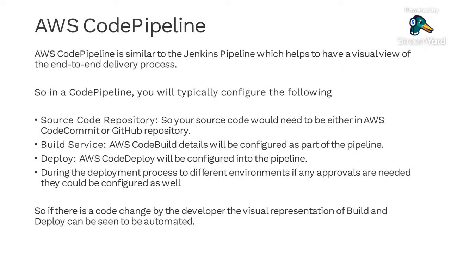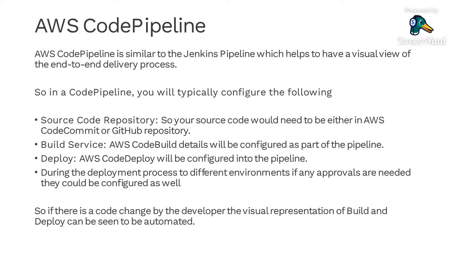In AWS CodePipeline, we typically fetch the code from the source code repository. Here the source code repository refers to AWS CodeCommit, where we have our source code repository, or we can also configure our GitHub repository there. Then for the build service, we will use AWS CodeBuild. For deployment, as we said, we will use AWS CodeDeploy. We'll configure them inside the pipeline, and we'll deploy our code.